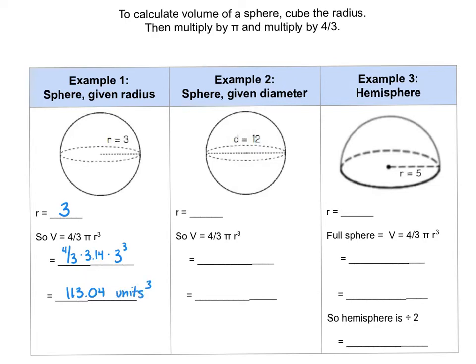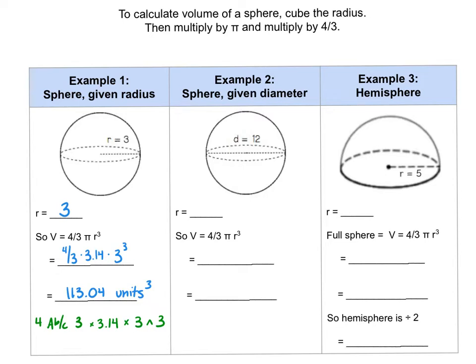If you're interested in how I typed all of that into my calculator, what I did was 4, ABC, 3, remember that gives me the fraction of 4/3, times 3.14 times 3, caret button, 3. So hopefully that's enough to kind of jog your memory on how to do all of that in your calculator.